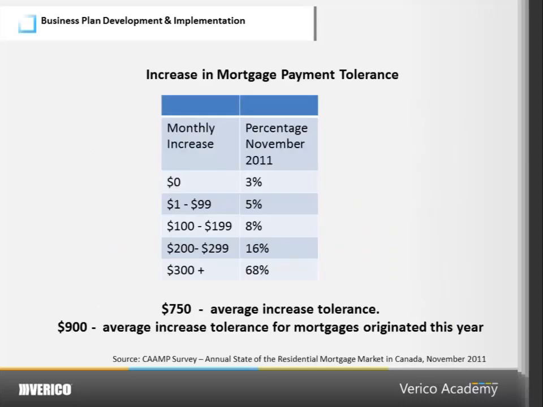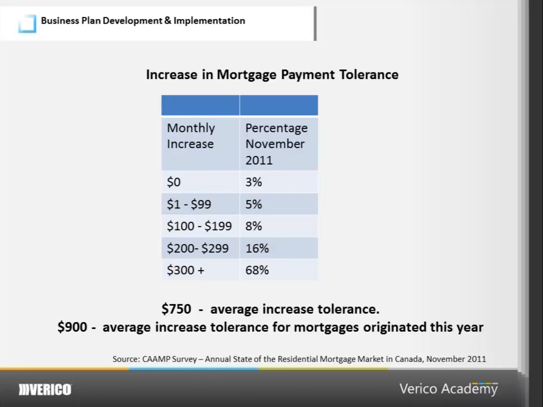Increase in mortgage payment tolerance. These are some very interesting stats, and we'll talk to you about the potential that those that already have mortgages holds out there for you. Overall, 68% of those surveyed said that they can increase their payments by $300 plus. $750 was the average increase tolerance. $900 was the average increase tolerance for mortgages that were originated this year.